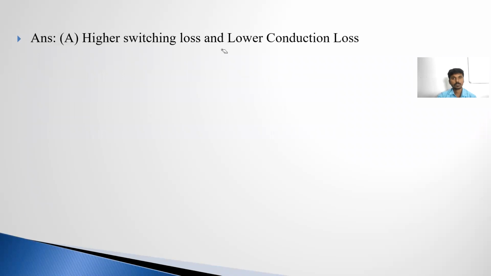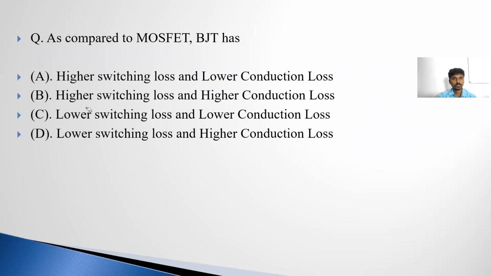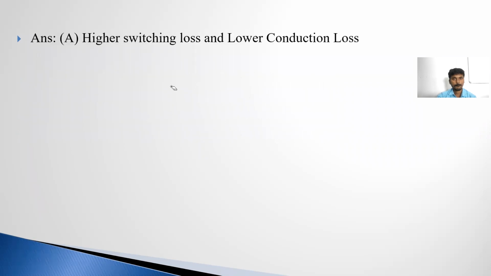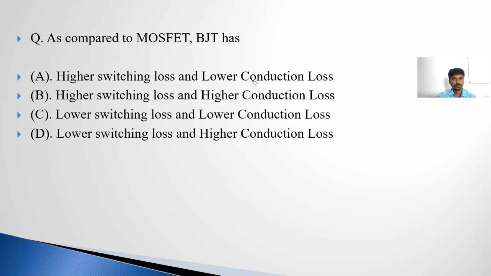Higher switching losses and lower conduction losses. Which answer is it? A is the right answer, no? Higher switching losses and lower conduction loss. Higher switching and lower conduction. Yeah, A is the right answer. Okay. Means we have to remember the table, otherwise it's very difficult to give the answer.